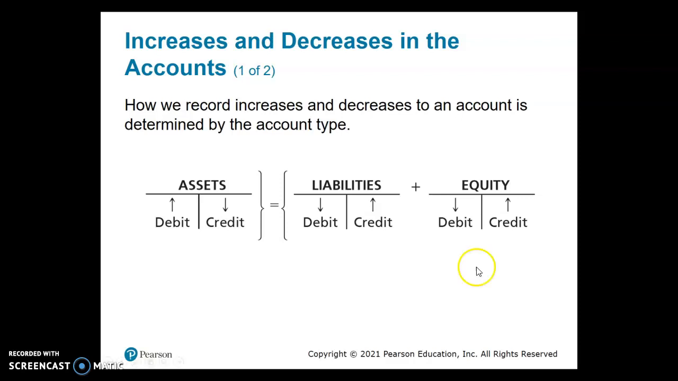When a liability goes up, we put that dollar amount on the right side, the credit side. When the liability goes down, we put it on the debit side. The same rules apply for equity. If equity increases, we put that on the credit side. If equity decreases, we put that number on the debit side. These are the rules of debit and credit. You have to know these rules to be successful for the rest of this course. You have to understand them. You have to memorize them. These are very, very important.